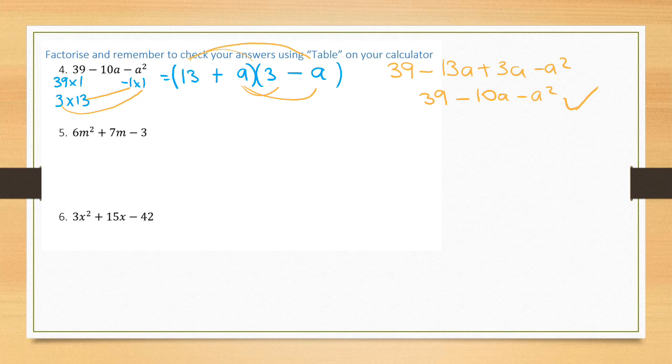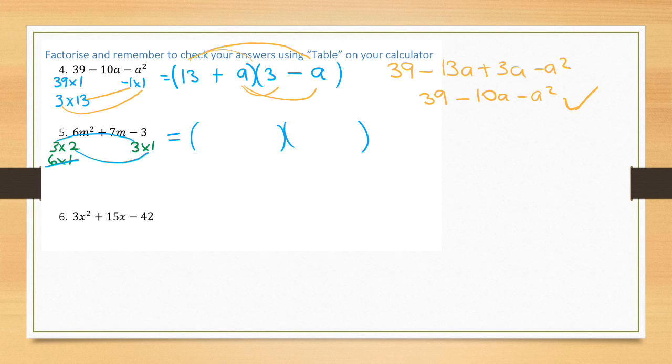Right, the next one here, again looking at the factors of 6: 3 times 2 and 6 times 1. Factors of 3 are only 3 times 1. So the combination of these to make 7: 6 3s are 18, or 6 1s are 6, and 1 times 3 is 3. That's 9. That's not going to work. So what about 3 times 3? That's 9, and 2 times 1. That gives me 9. Okay, so I set up my brackets.